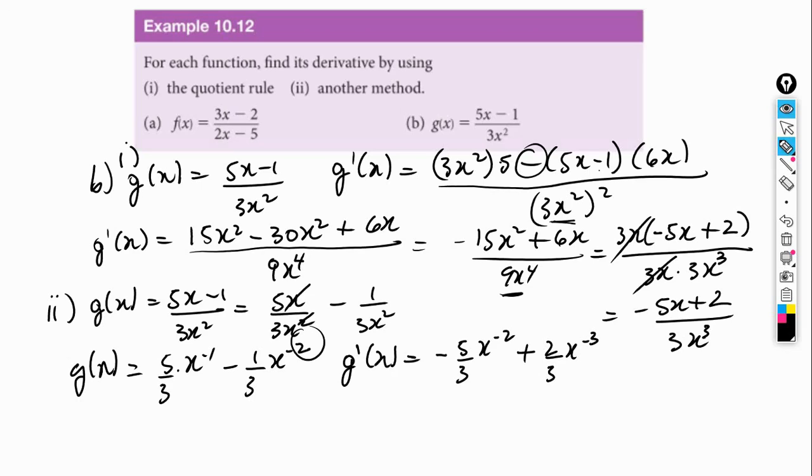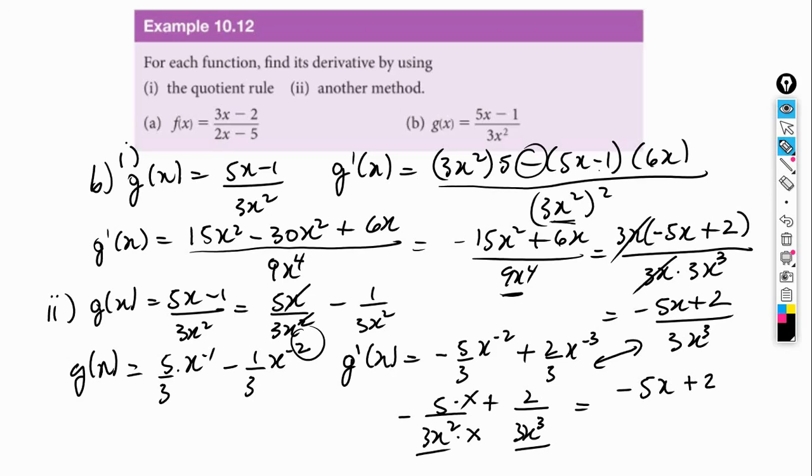Okay, so notice that you might not know, but these two expressions are equal. I'm going to verify that. Notice that I can rewrite this as minus 5 over 3x squared plus 2 over 3x cubed. And then if I want to add these terms, these fractions, I need the same denominator. So I would get that by multiplying this by x and multiplying this by x. Therefore, I'm going to get minus 5x plus 2 over 3x cubed.